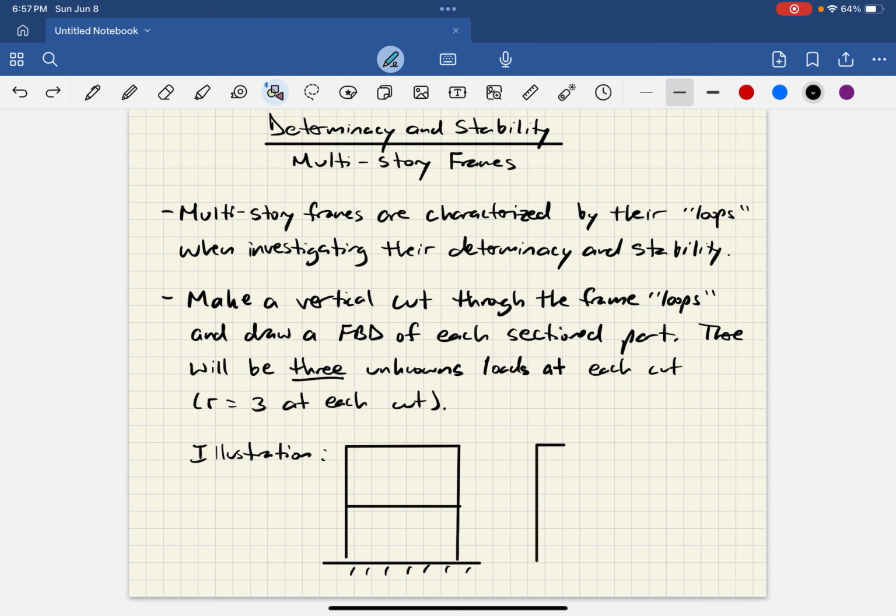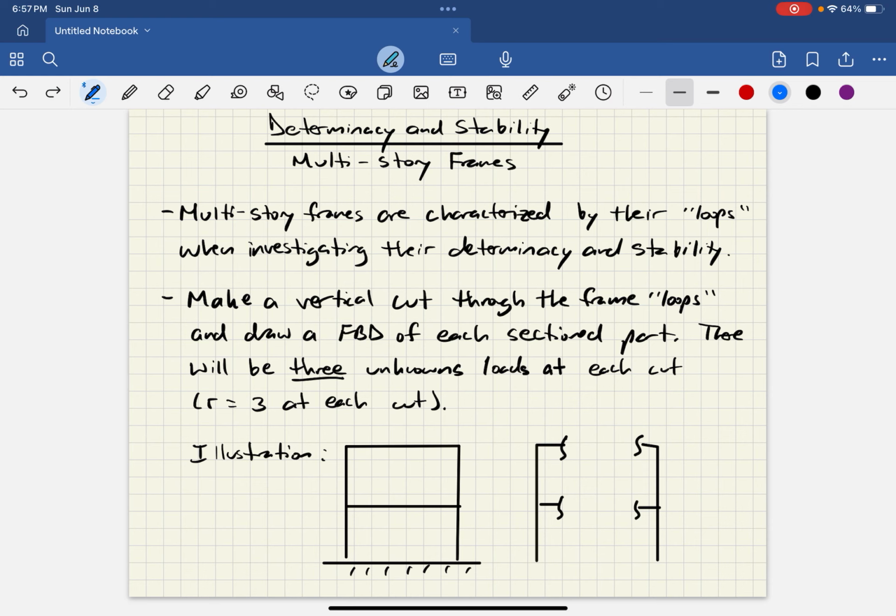We're going to make this one cut here and look at the left piece, and then when we cut it, we're going to have a right piece also, all right? And so we'll make these little cut symbols here. And then what we do is we expose the reactions or the internal loads that become external at that point.